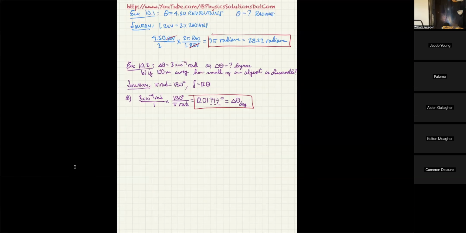Okay. Now, what we're talking about here is a bird of prey like a hawk or an eagle or something like that. And they do have really nice, what we call angular resolution, the ability of the eye to discern two objects as two separate objects instead of one.